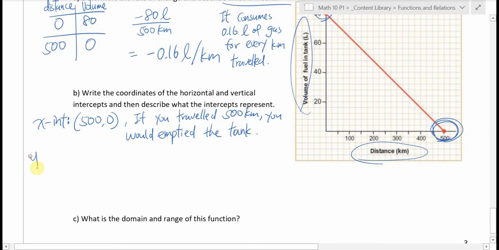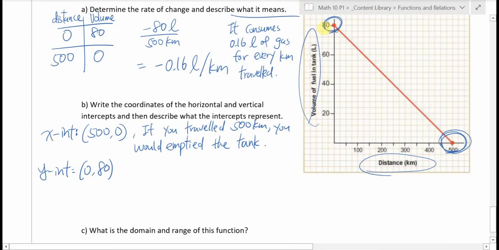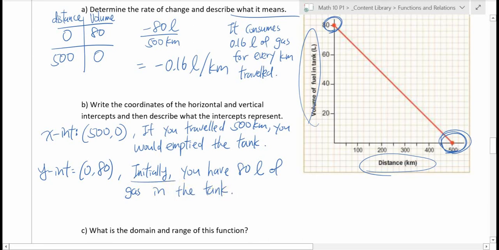Okay, the y-intercept is (0, 80), right? That is this point right here. And what does that mean? Well, it means initially you have 80 liters of gas in the tank, right? Initially, because we haven't moved yet. The distance traveled is 0. That's why it's initially, because we haven't traveled anywhere, right? So initially, we have 80 liters of gas in the tank. Okay, so that's what that means.